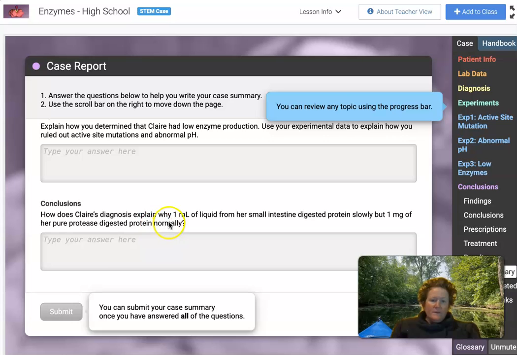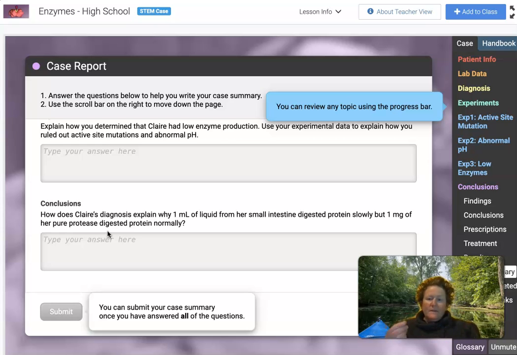How does Claire's diagnosis explain why 1 milliliter of liquid from her small intestine digested protein slowly? Well, that's just liquid and a bunch of it's small intestine liquid. So it might be food, it might be enzyme, it might be a lot of different things, or water that she's drunk. 1 milliliter of pure protease is where they concentrated a bunch of milliliters of liquid from her small intestine and got just a milligram of pure protease. And that was working fine.